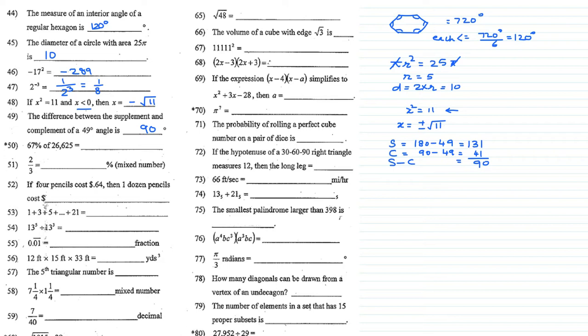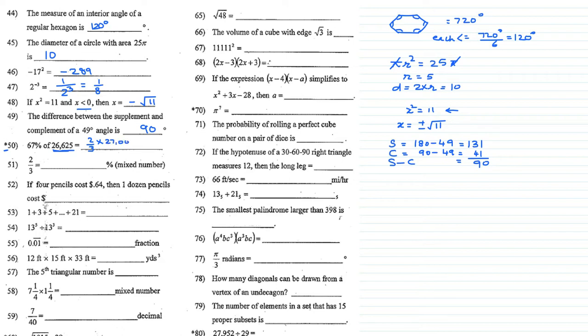Question 50, they are expecting an approximate answer for this question. 67% of 26,625. So I know that 67% is very close to 2 over 3, because 2 over 3 is 66.66%. So 2 over 3 multiplied by, if you look at this number 26,625, I can approximate this number as 27,000.